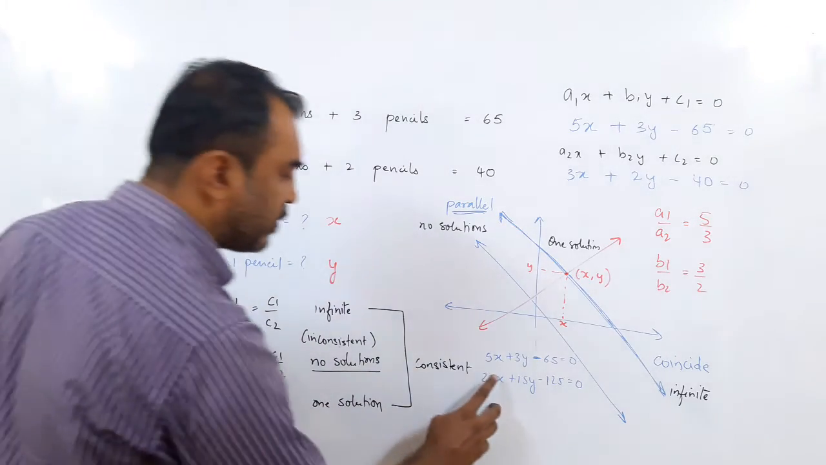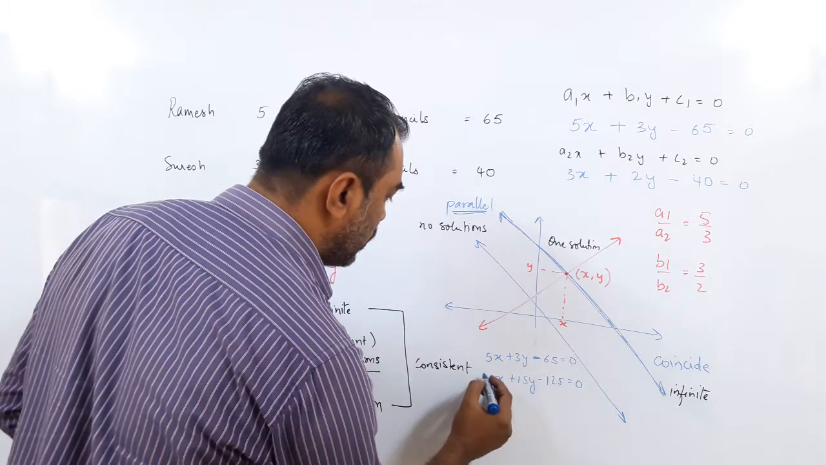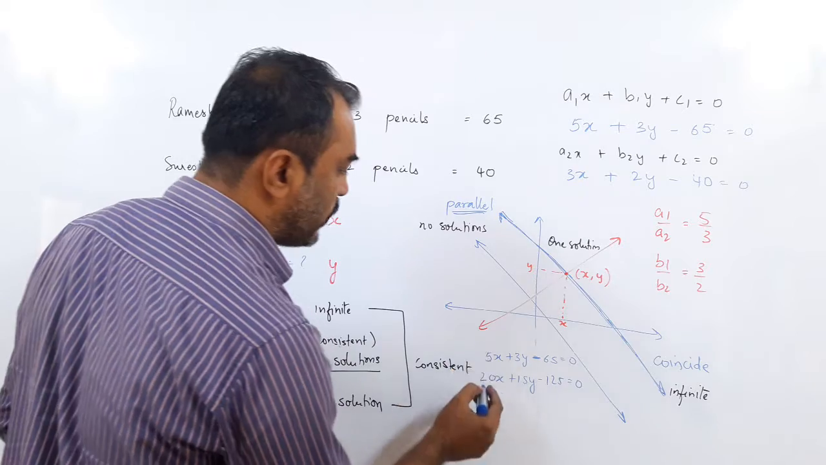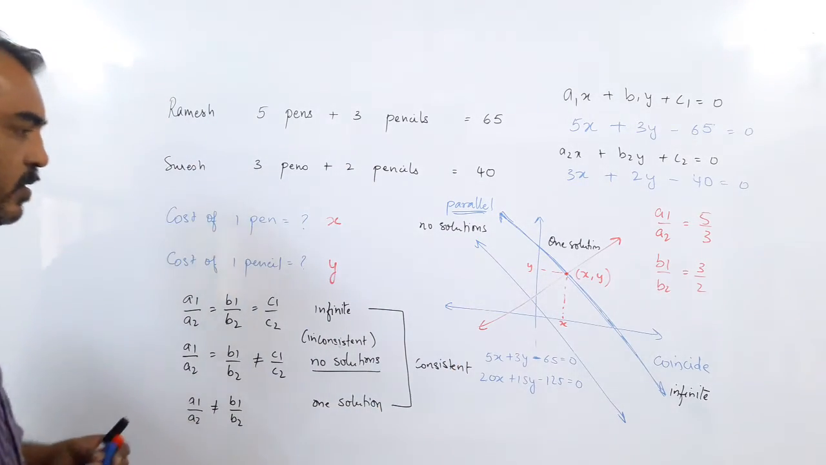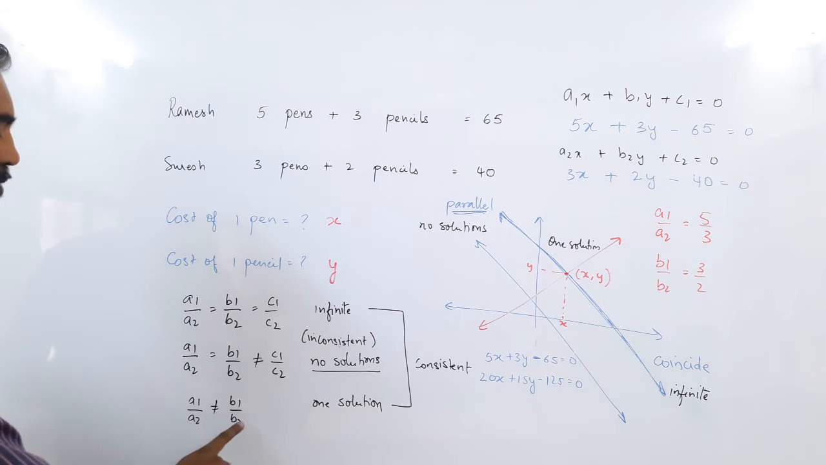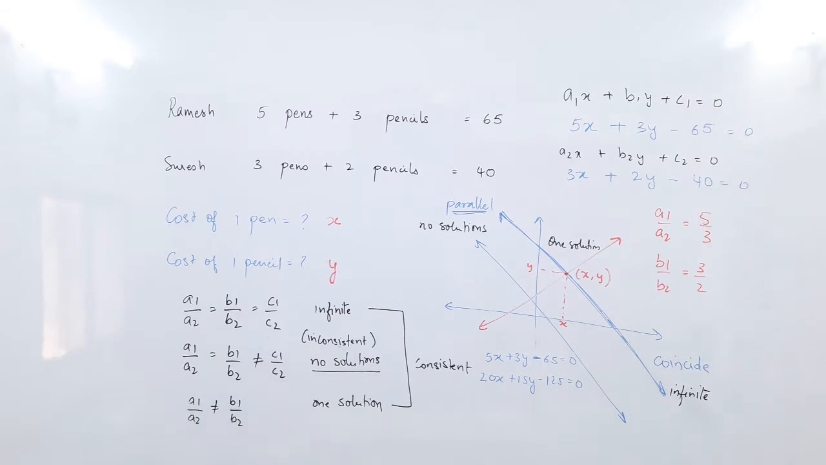And in the third case, suppose I have got 5x upon 20x. So 5 upon 20 is 1 upon 4, and 3 upon 15 is 1 upon 5. So when a1 upon a2 is not equal to b1 upon b2, then I will have one solution. So in the first lecture we have understood a very simple part.